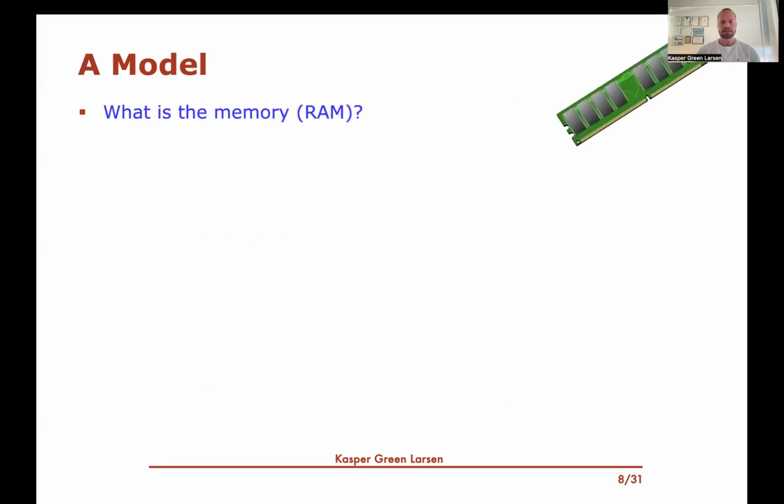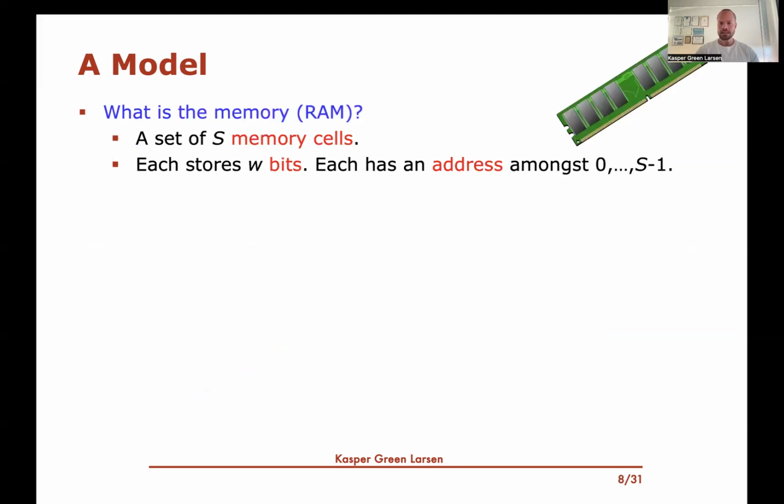And so you could ask, what is the memory or the RAM of a computer? Well, basically, it's just a set of memory cells. For static data structures, we say that there are S memory cells. Each of these memory cells just stores bits, and here we typically say that there are W bits in a cell. The cells also have an address, so basically it's a big array that is addressed 0 up to S minus 1.